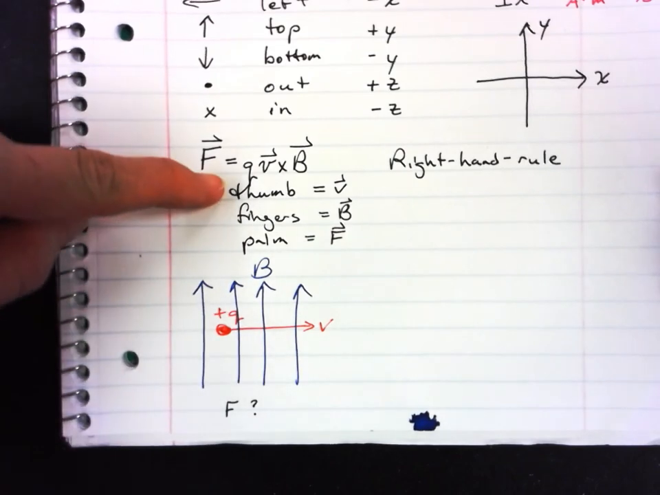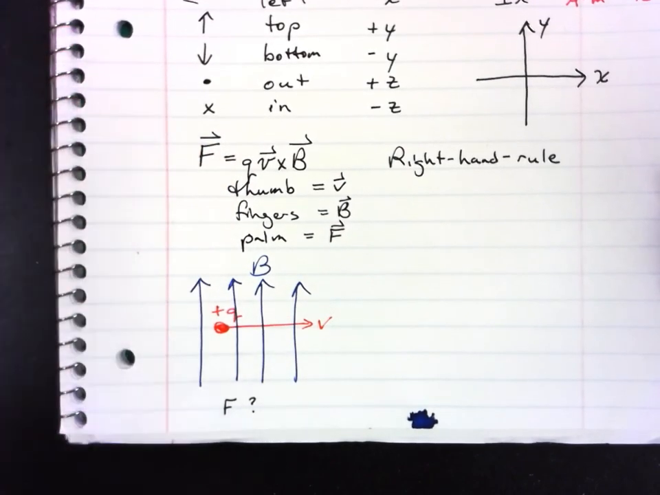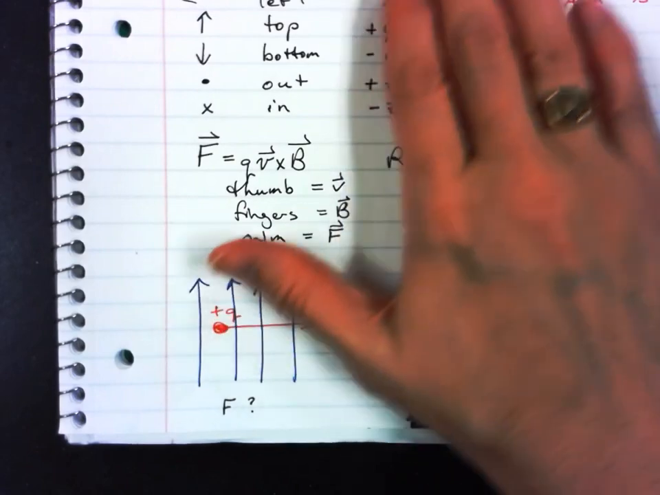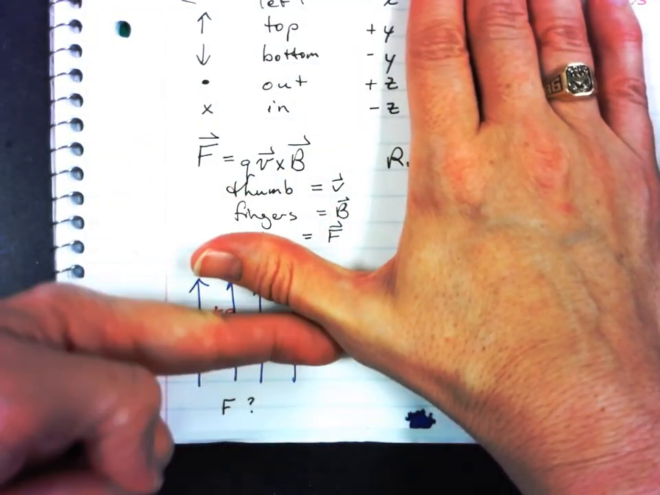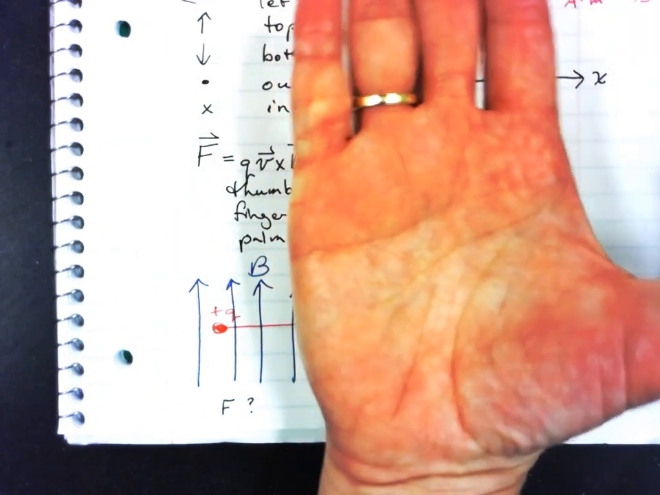I always line up my thumb first. So let me make sure this is really clearly on the screen. If I just put my hand on the paper, I've got a problem. V is pointing the wrong direction. My thumb needs to point to the right. So I'm going to turn my hand over.